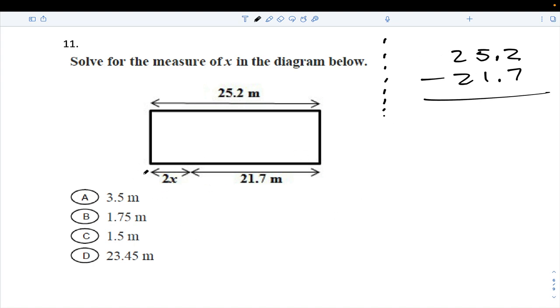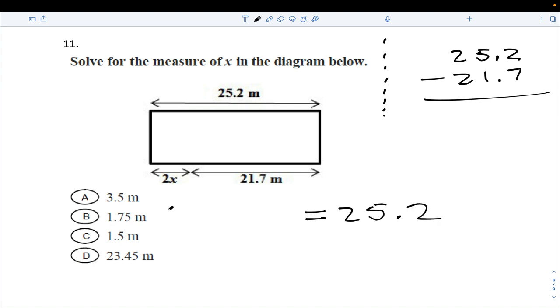When you're looking at this, and I'm going to start to form an equation in my head, and I know that this whole side has to equal something. What does this entire length equal? They tell me at the top. What does this whole thing equal, Tessa? 25.2. That's your equal. Keep going.